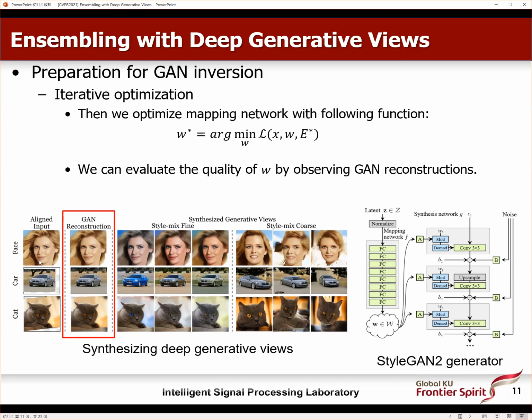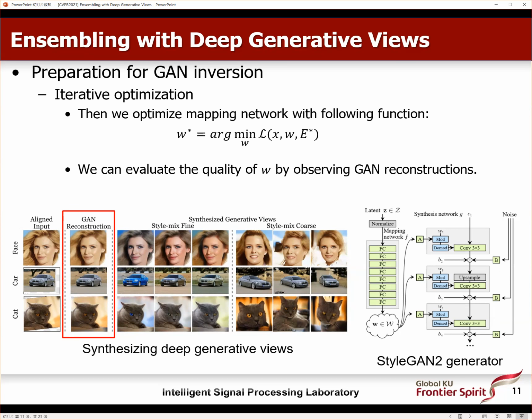So we have our input image here. It is a woman's face, and then we map it into the latent vector W, and then we reconstruct it. So we can see the reconstruction result here. They are very similar. It represents we have already gotten the optimized latent vector W.